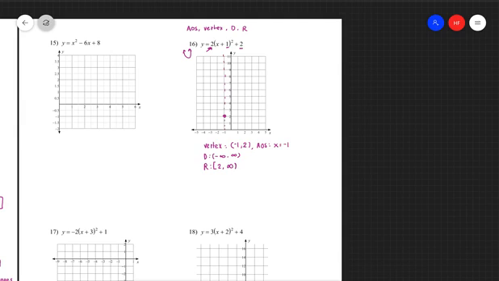And then again, just for time's sake, I'm not going to make this an accurate graph, but we do know that it is opening up. So again, not an accurate graph. But we did find all the components that they asked for.